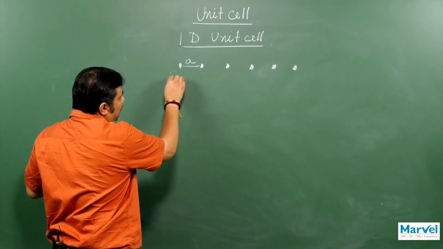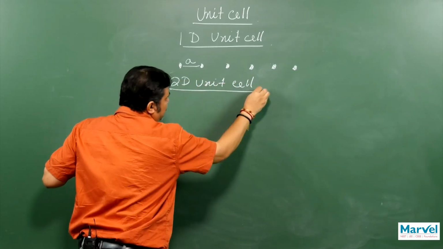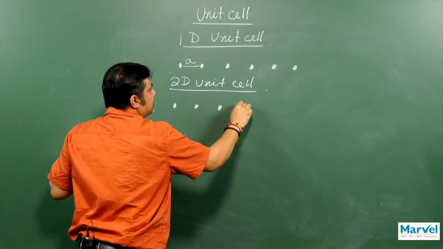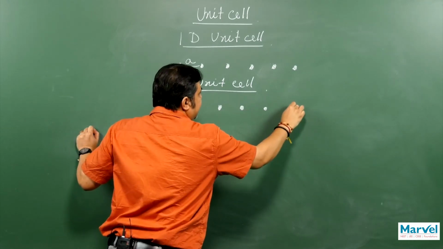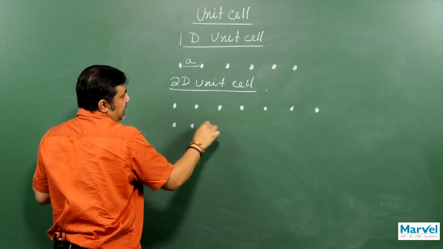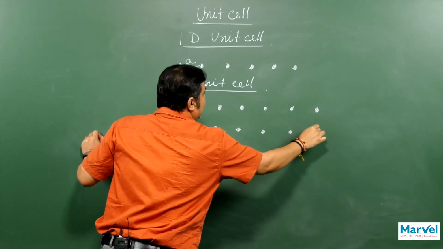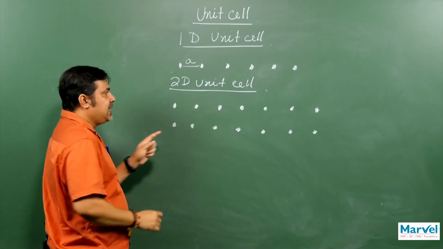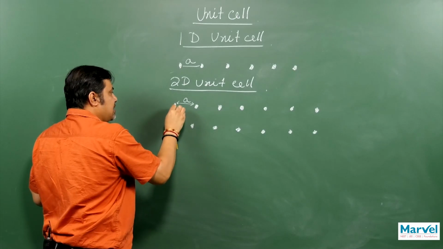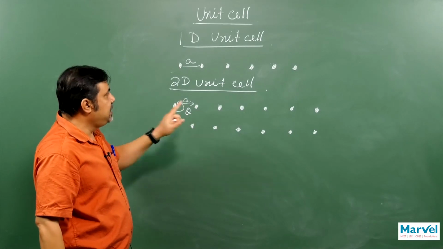But in the case of a two-dimensional unit cell, what is happening? One layer of atoms is there like this, and then the second layer, the second row of atoms, will also be there like this. Because of that, to define this two-dimensional unit cell, three parameters are required. One distance is this, another distance is this, and in between is the angle theta. Three parameters are required: A, B and theta.